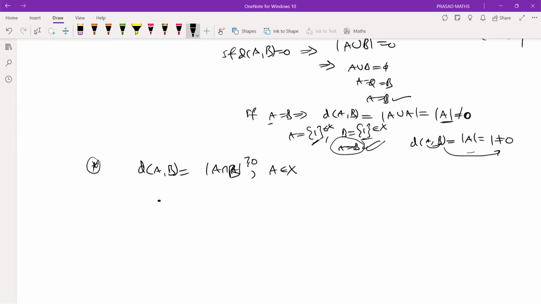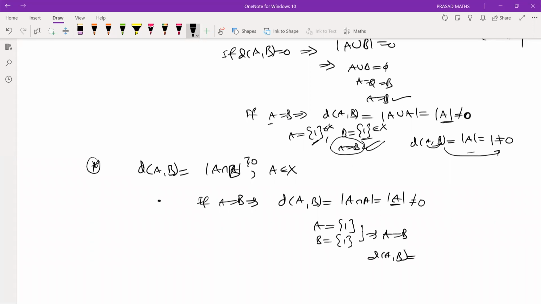Again, same strategy. If you take A equals B, what is the distance between A comma B? That is the distance between A comma A, which is the cardinality of A intersection A, which is the cardinality of A. The cardinality of A need not be 0. So what is my guess? You need to take A non-empty. If you take A equals {1}, B equals {1}, so A equals B, what is the distance between A comma B? That is the cardinality of A, which is 1, and 1 is different from 0. So A equals B, but the distance is different from 0. Therefore, it is not a metric. So the distance given by the cardinality of A intersection B is not a metric.